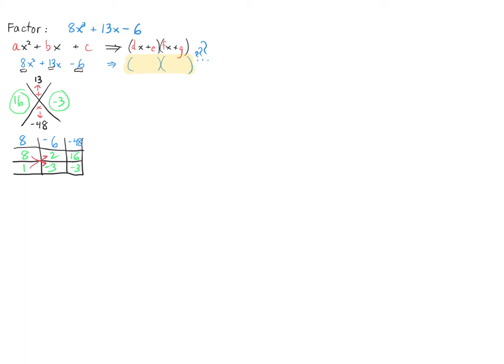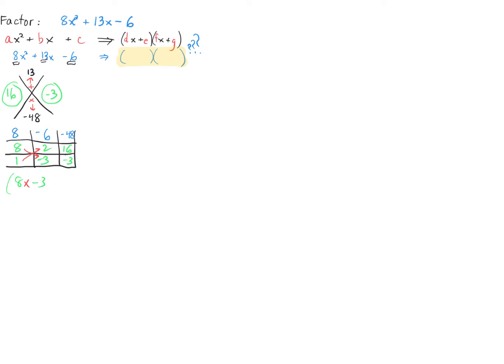But we attached an x to that 8. So we had 8x and the -3. And then using this arrow, 1x and 2. And there it is. There's our answer. We factored it. And it will work every single time, as long as this quadratic trinomial is factorable, this strategy will work every single time.